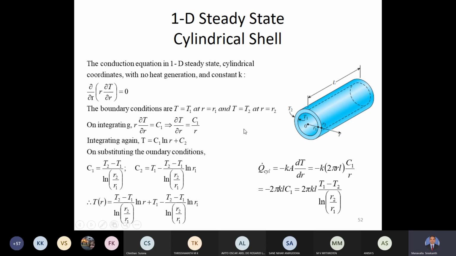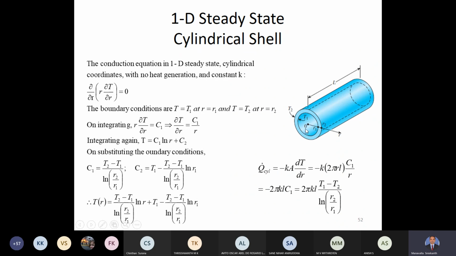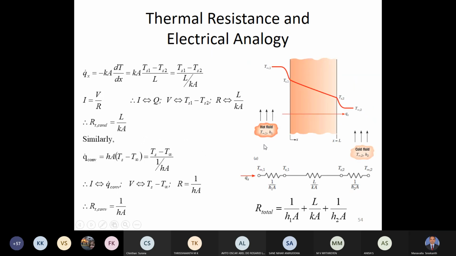So to have an easy solution for such problems, just remember, if you want convection also here, then your boundary conditions will change and it will be difficult to solve this equation. So for that, this electrical analogy and the concept of thermal resistance will be useful. So just look at this particular figure.